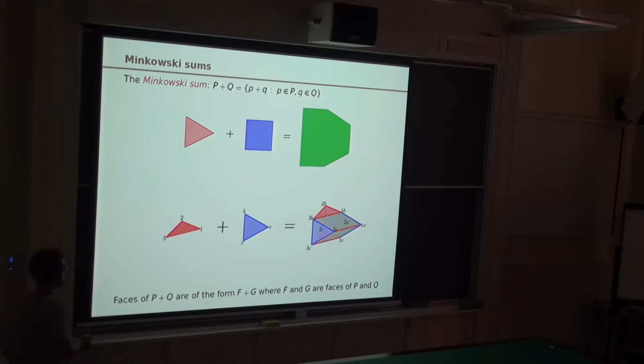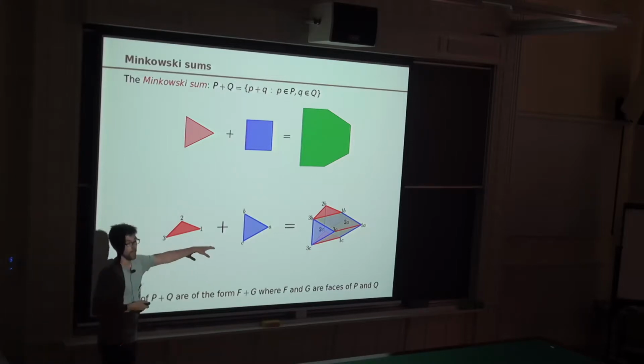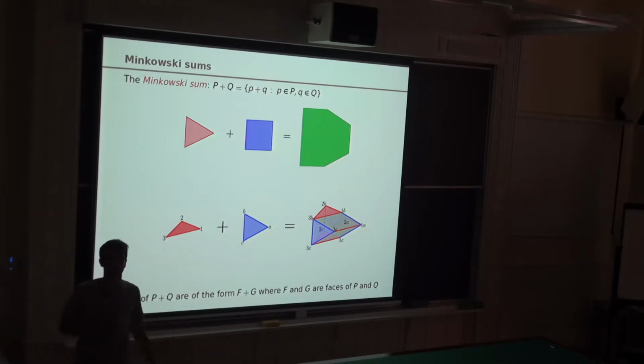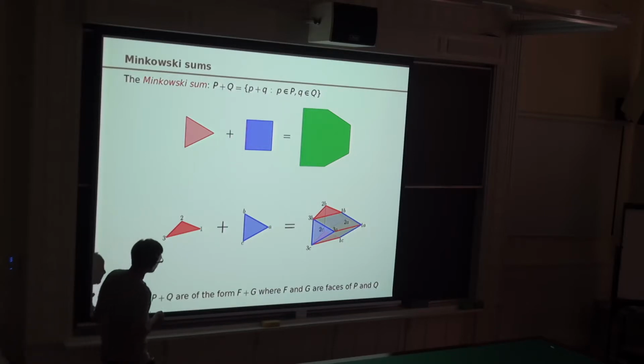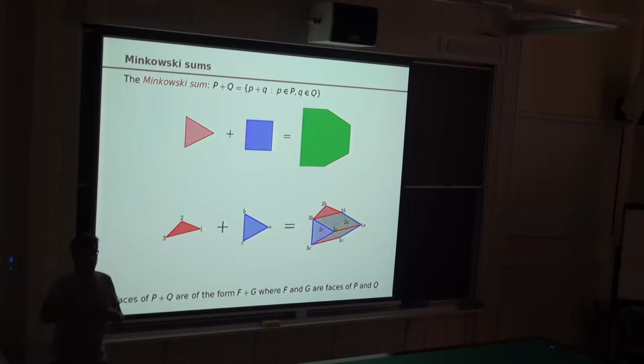You don't need your things to be full dimensional. For example, I can add two triangles in R3. This is where I get some, let's say, degenerate normal fans that look like what we had before. And the observation is that each face of the Minkowski sum arises as a sum of a face of one of the polytopes plus a face of the other polytope.